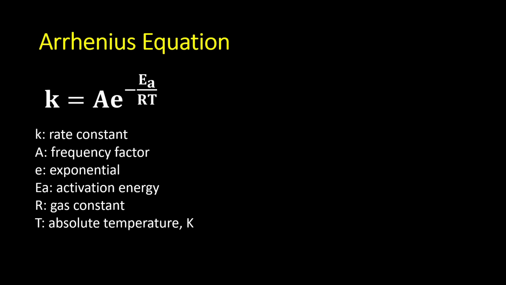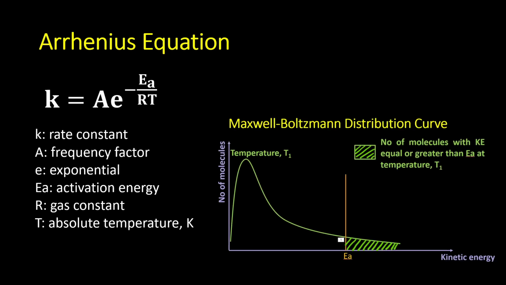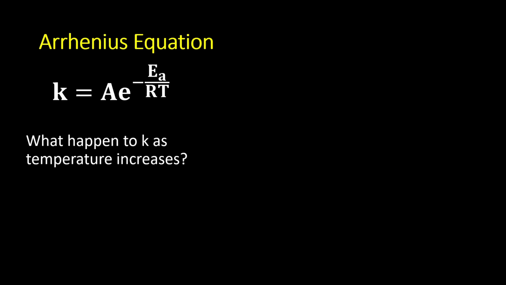For the number of molecules with kinetic energy equal or greater than activation energy, in the Maxwell-Boltzmann distribution curve, it is referring to the region that is shaded in green. And this region, the number of molecules with kinetic energy equal or greater than activation energy, is represented by the exponential negative Ea over RT term in the Arrhenius equation. So what happens to rate constant k as temperature increases?